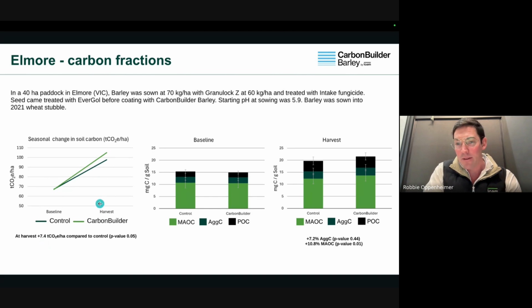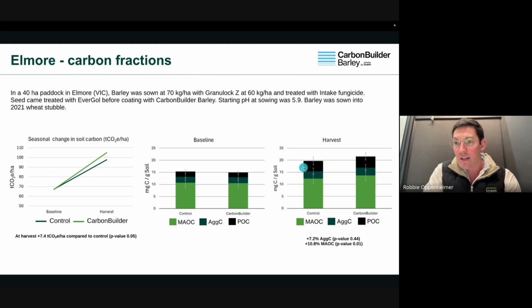We took those soil samples and split them into the different component fractions. The mineral associated fraction, MAOC, which is most stable, in green, the aggregate carbon, and the particulate organic carbon. So here at sowing, you can see that there's no difference between the treated and untreated strips, and that makes sense because that's just before the application of CarbonBuilder at sowing. At harvest, there's a large increase, which corresponds to the total carbon that we see on the left.